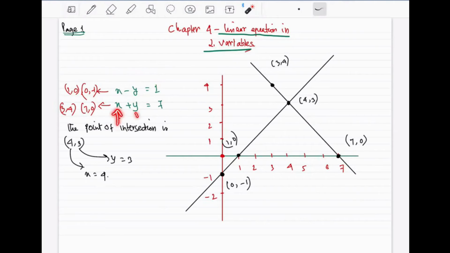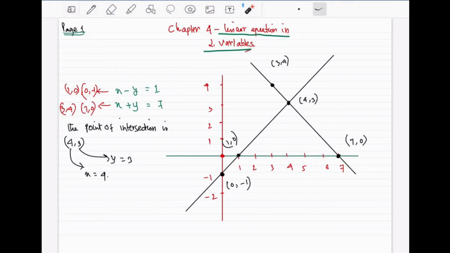What about here? 4 plus 3, this is equal to 7. We are able to match the right-hand side again. This way, we will be able to solve two linear equations, two linear equations with two variables in it. We just have to find out the point of intersection.